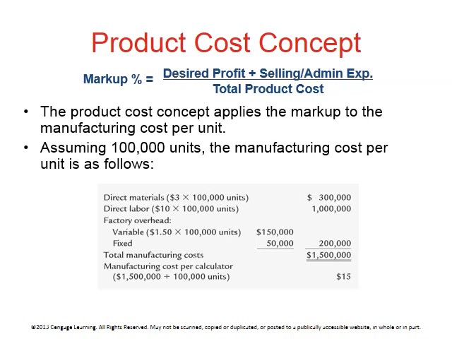So if we have 100,000 units, let's look at the manufacturing cost per unit. So direct materials, direct labor, we factor in our fixed and variable overhead. So our total manufacturing costs come out to $1,500,000. Take the $1,500,000 divided by 100,000 units. Our manufacturing cost per unit is $15.